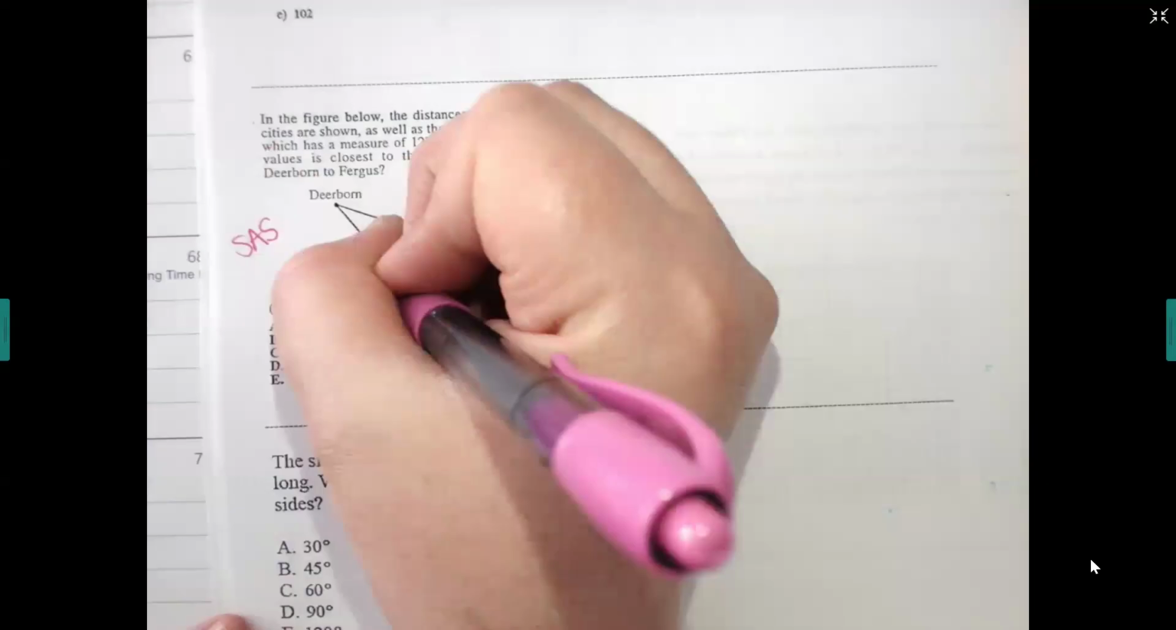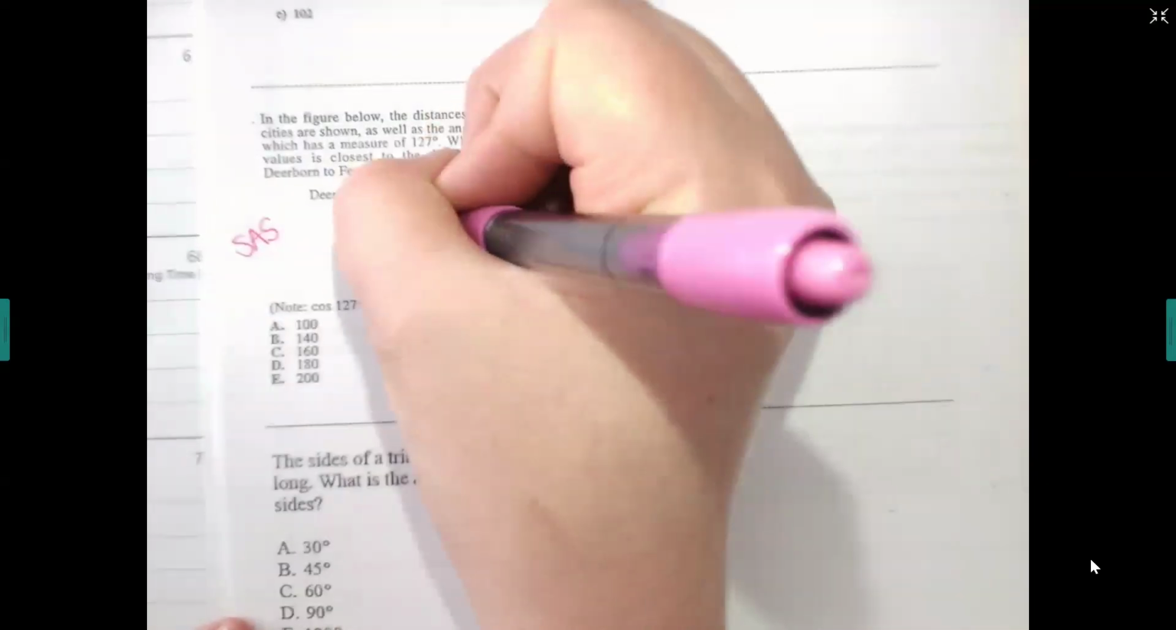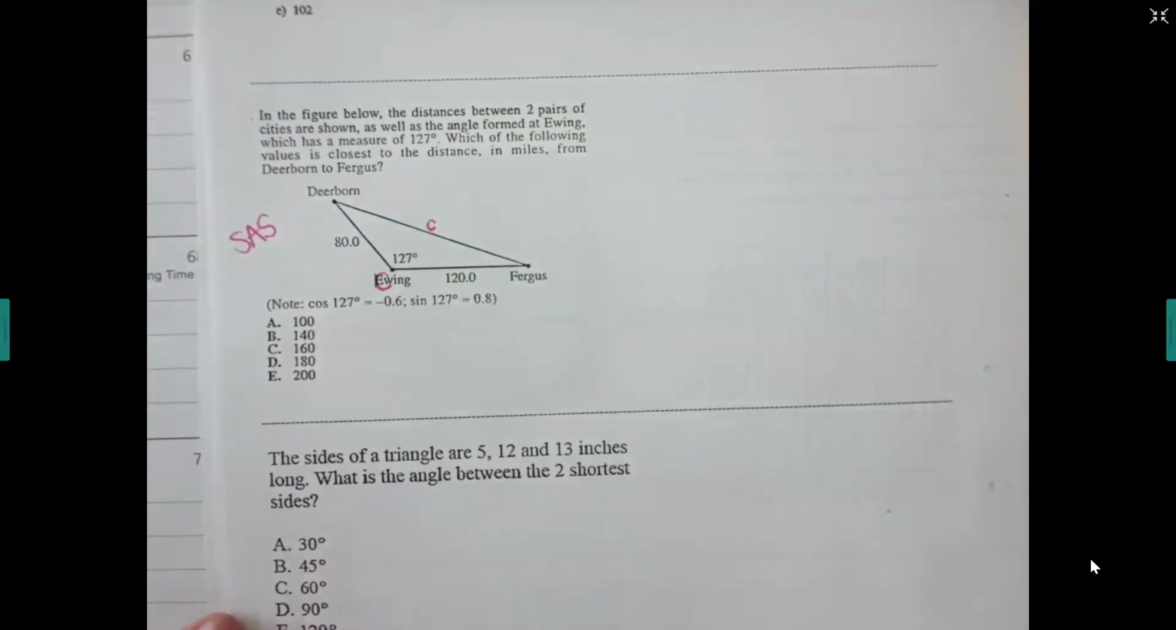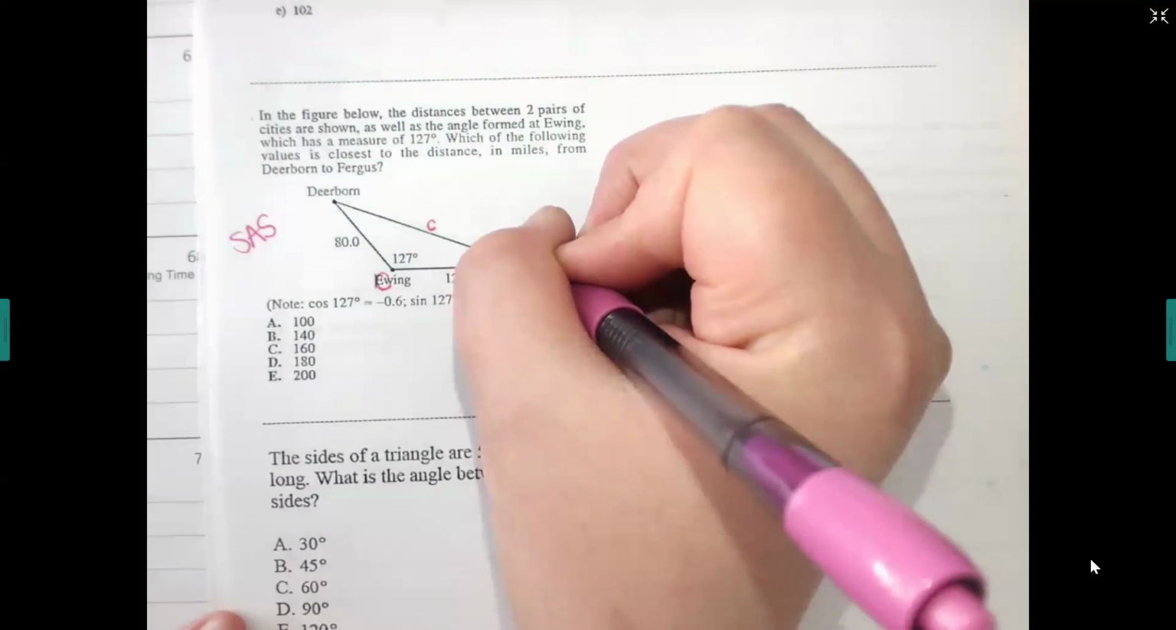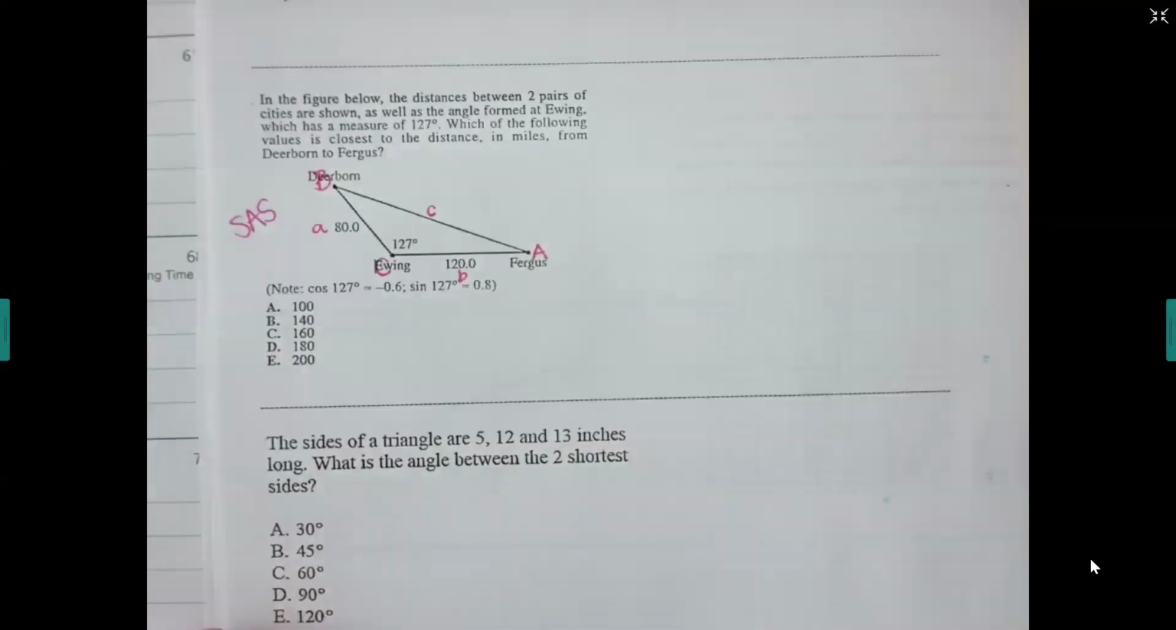So I'm going to call this capital C, which means this is little c. And then I'm going to call this one big A. That makes this little a. Big B makes this little b. Okay, but remember, the main thing that you want to do here is just make sure that what you're finding is your little letter across.